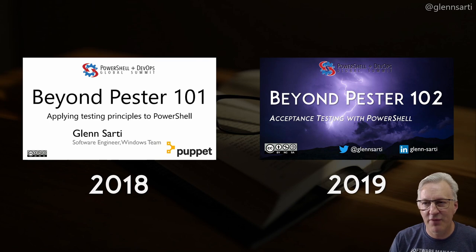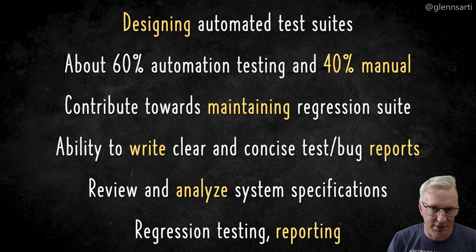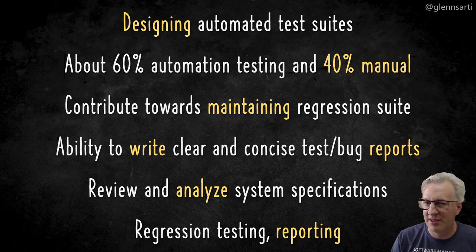And a really quick way to find out what people do is to look at your local job websites or LinkedIn job postings and see what they say. So a quick search later, and I found these types of requirements: designing automated test suites, 60% automation testing, 40% manual, contribute towards maintaining regression suites, review and analyze system specifications, regression testing and reporting, ability to write clear and concise test bug reports. They make software testing sound like a really boring job where you just find stuff that's broken, report it, and then find something else that's broken, and so on.